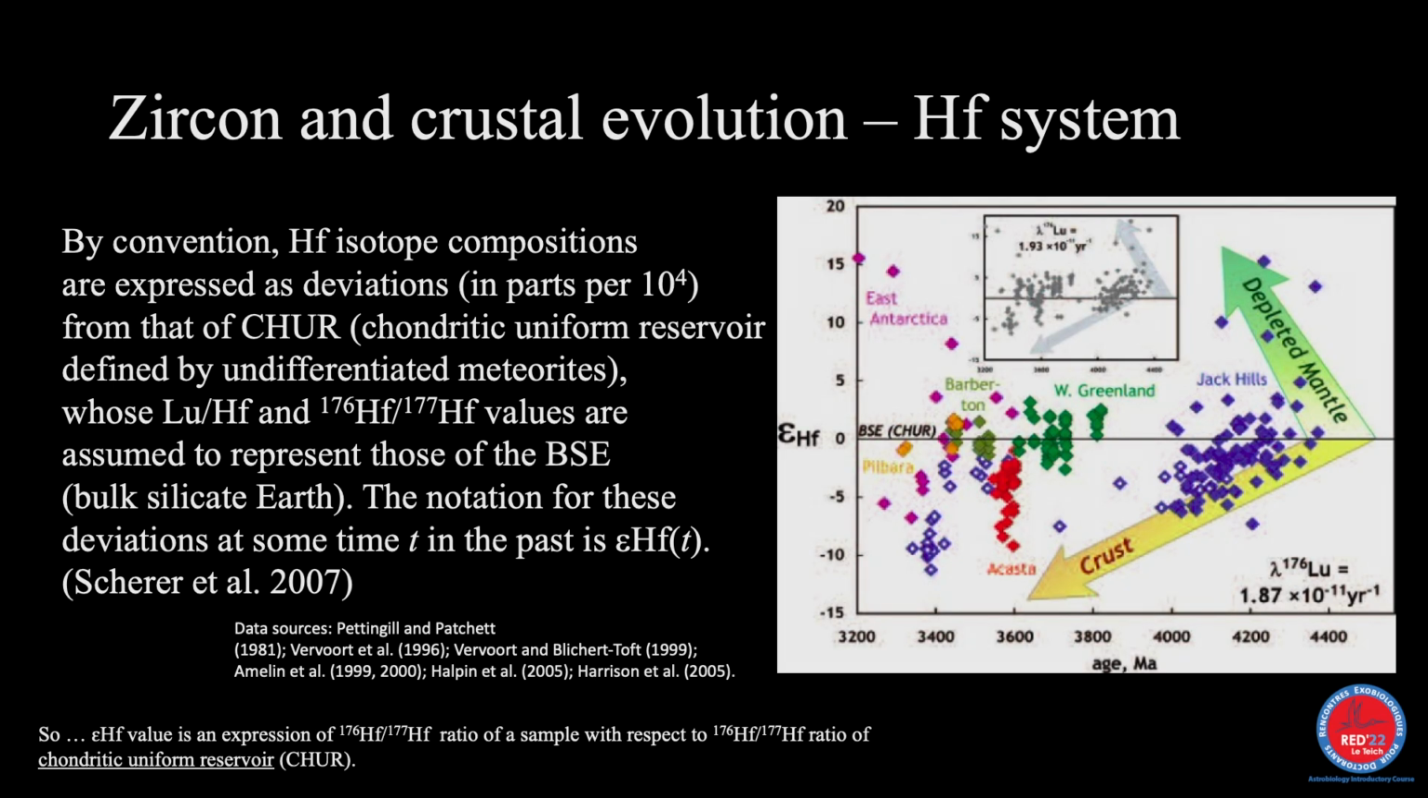And you know, the cloud is not very well defined. So some of the points are close to epsilon hafnium 0, and maybe we may interpret it that the parental melts for the rock in which zircon crystallized, whatever the rock composition was, so probably silica rich, was derived from the mantle, so the original melt. But the cloud here shows that the residence time of the Jack Hills crystals was quite long.